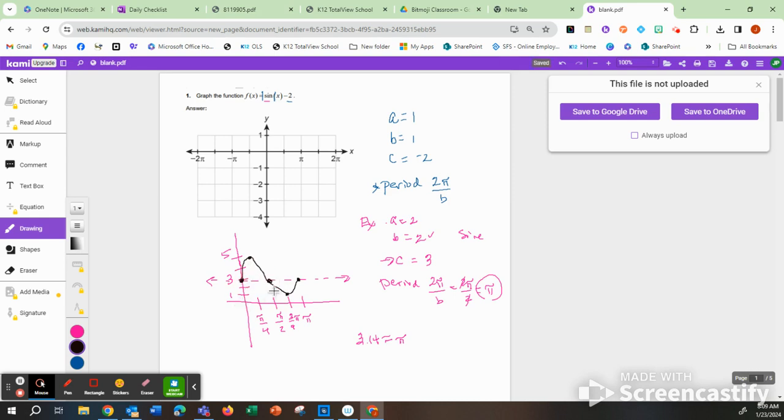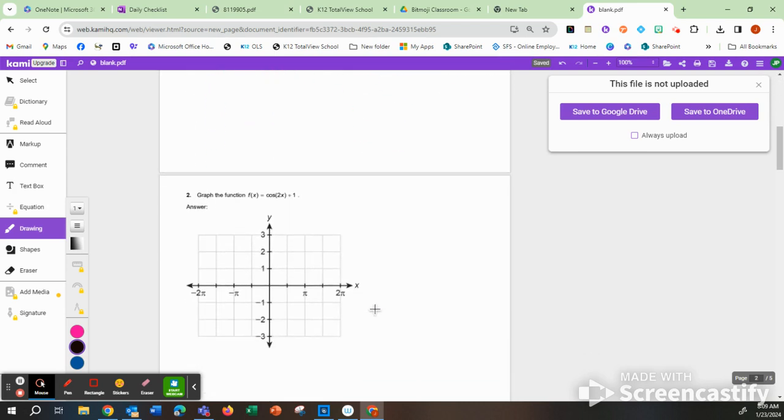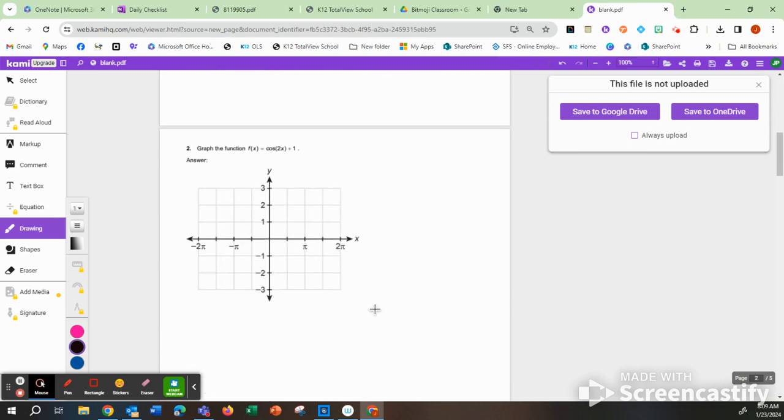Okay, so that's my example for number 1. Number 2, pretty well, same thing. This one switches to cosine. So you're still going to want to do your A value, your B value, your C value. You're going to want to figure out what your period is.